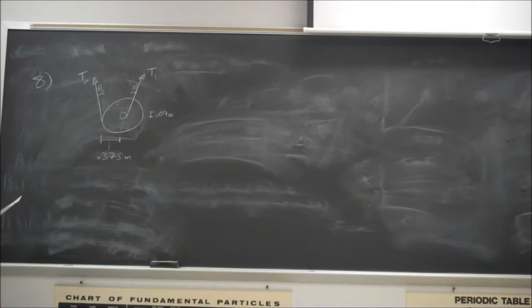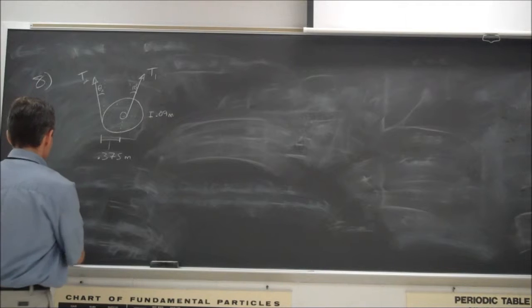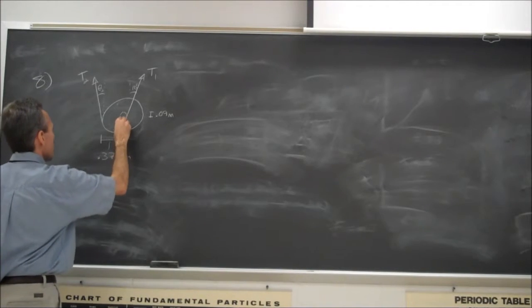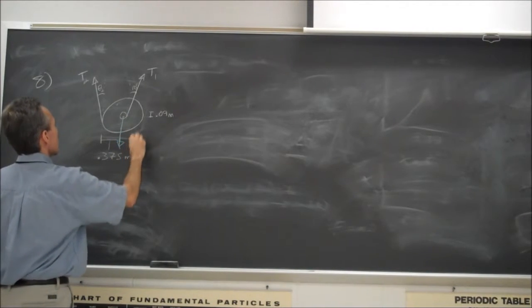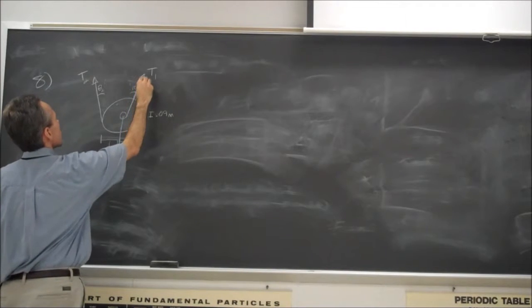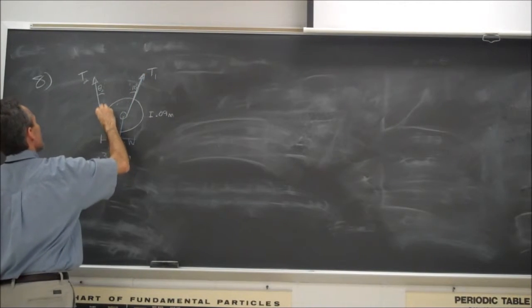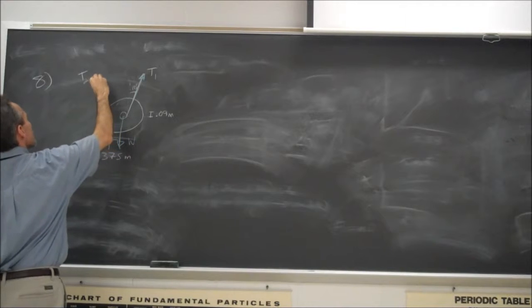Number 8, the rotational equilibrium recitation. We have this modern art exhibit, and it's being suspended here. And we are asked to figure out what the two tensions are and what the missing angle is here. So, first of all, there's going to be a weight force here. And yes, we have the tension T1, and we have the tension T2 here.